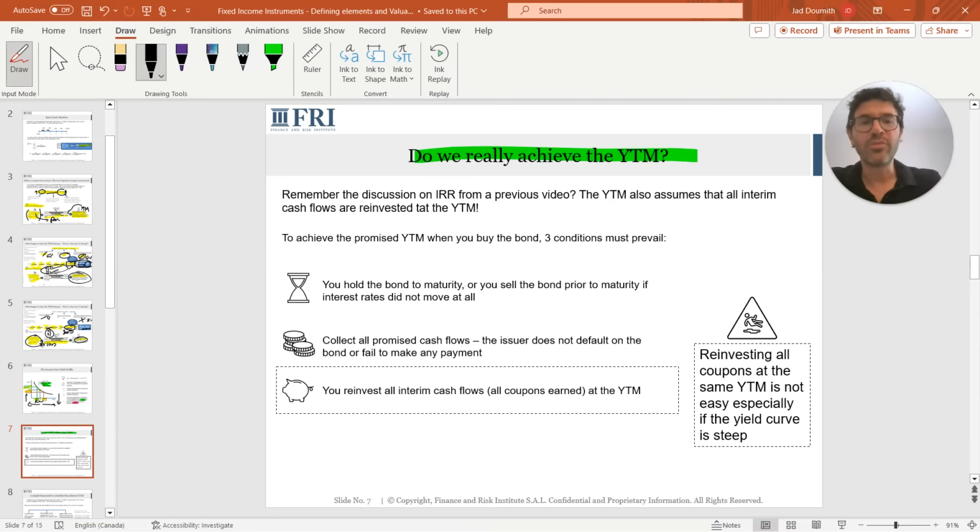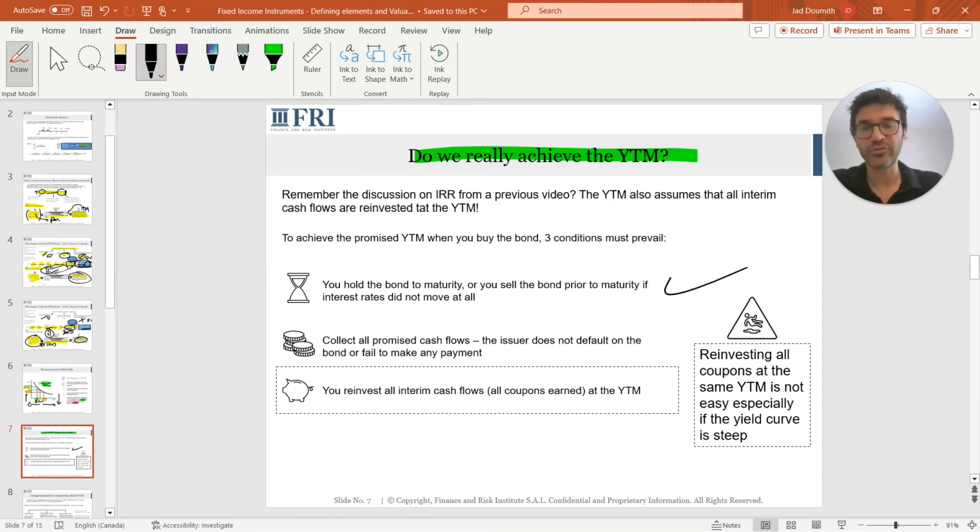1, you must hold the bond to maturity. If you sell the bond prior to maturity, you might not achieve the yield to maturity if the yield actually changed before you sold the bond. And of course, we will see practical examples. So the first condition to actually achieve the yield to maturity is to hold the bond to maturity or sell the bond prior to maturity, but provided that the yield to maturity did not change.